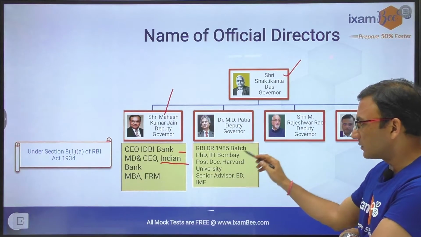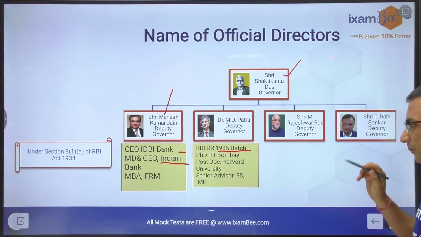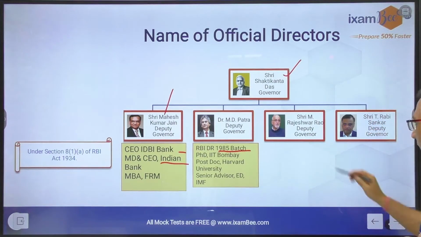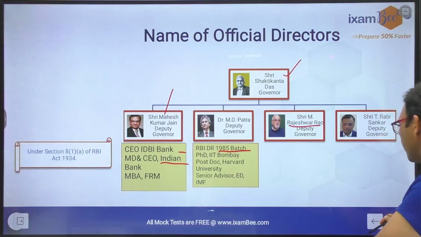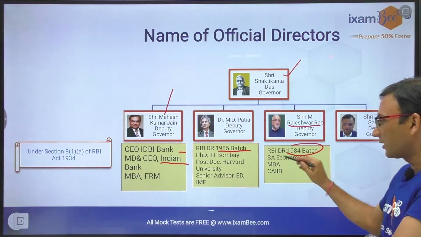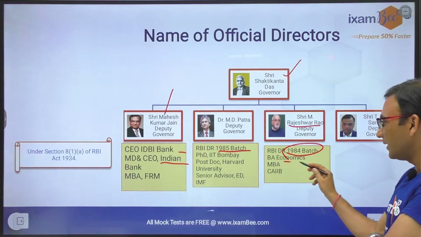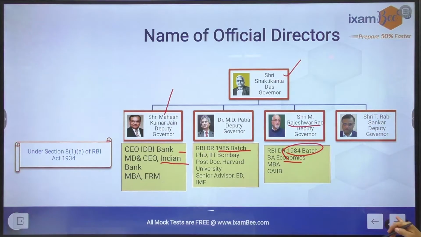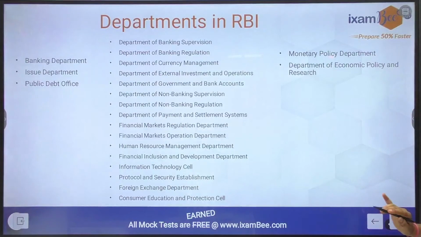So he is 85 batch, Dr. Michael Patra. He is also from the specialized department. I think he joined in DEPR at that time. And Shri M. Rajeshwar Rao is again, I think 85 batch, 84 batch. In our faculty, Dr. Sharma is his batchmate. So he comes from the general cadre, RBI Grade B general. And then Shri T. Ravi Shankar, he also comes from the specialized cadre, MSc in statistics from BHU. These are the deputy governors.